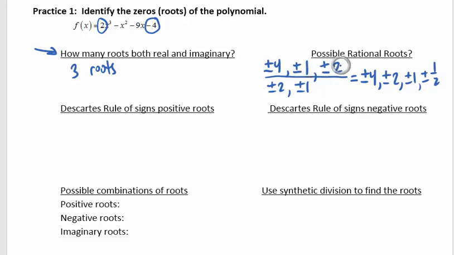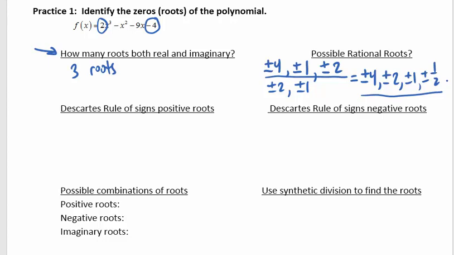Now let's look at 2. I could do 2 divided by 2, which would give us plus or minus 1. Well, I've already got that listed right there, so I don't need to repeat it again. And if we did 2 divided by 1, that could be plus or minus 2, but I already have that listed here. So here are all the options here, or all the possible rational roots I would need to check using synthetic division.